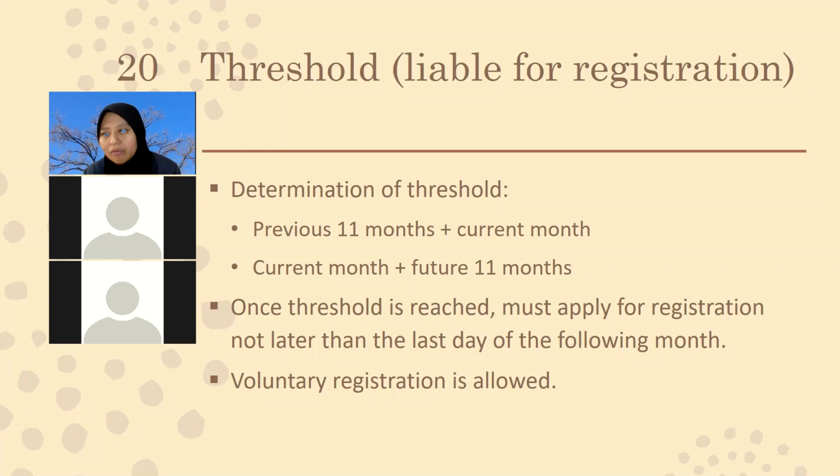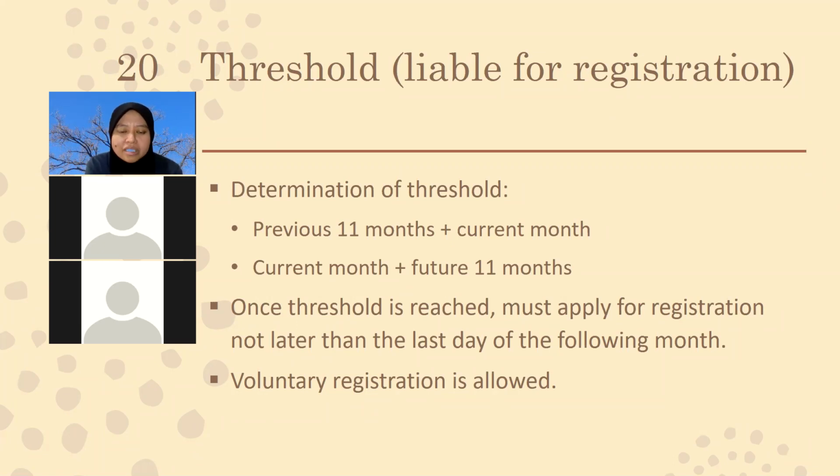For future months, of course you cannot predict what will happen, but for example, you manage to secure a contract, and based on that contract, within the next 11 months you are going to get more money, then in total you will get that 500,000, then you are liable to register, right? So once the threshold is reached, you must apply for registration not later than the last day of the following month. Once you reach that 500,000, or 1.5 million for food and beverage, you have to apply for registration not later than the last day of the following month.